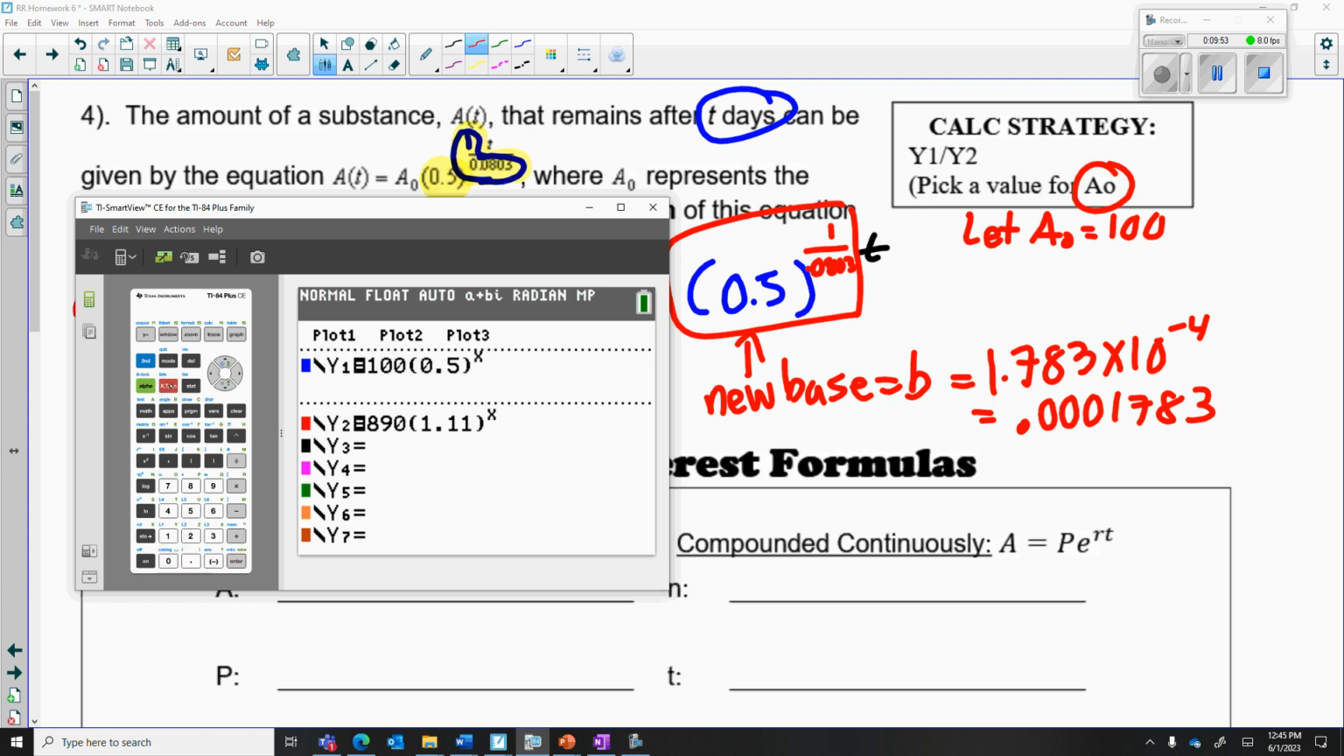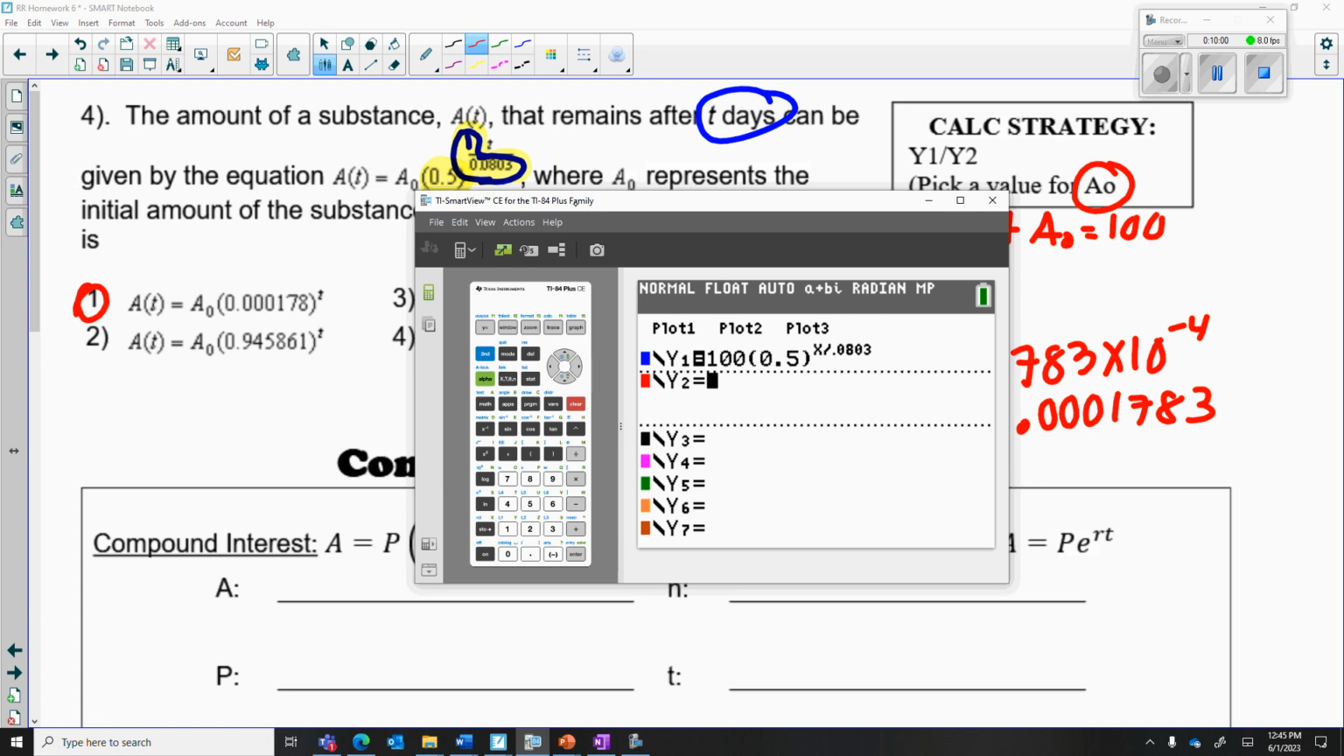0.5 caret x over 0.0803. That's going to be my y1. And then my y2 is going to be all the choices. I'm going to pick choice 1 because I know that's the winning answer. So I'm going to type in a sub 0, same 100, times 0.000178 caret x.